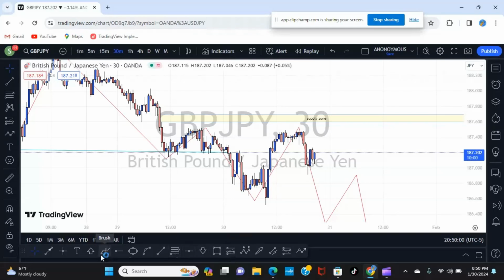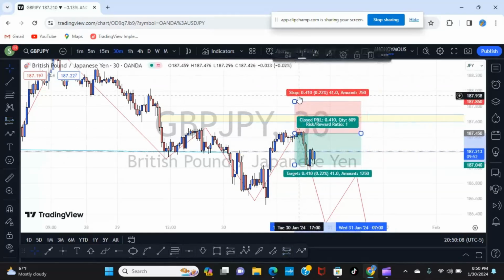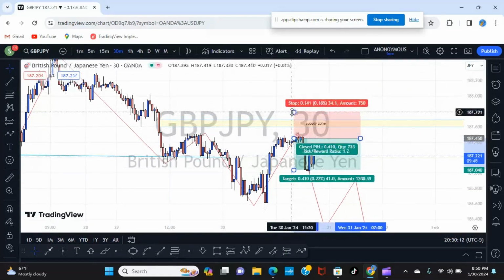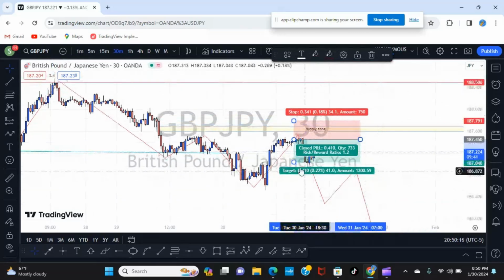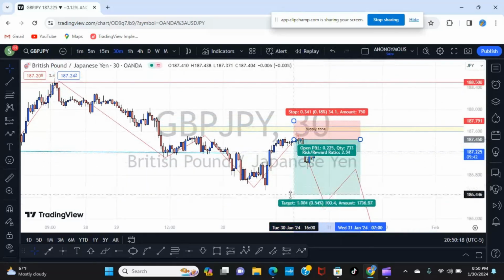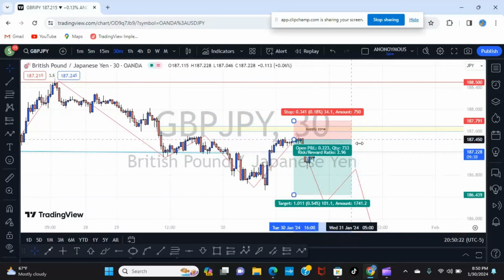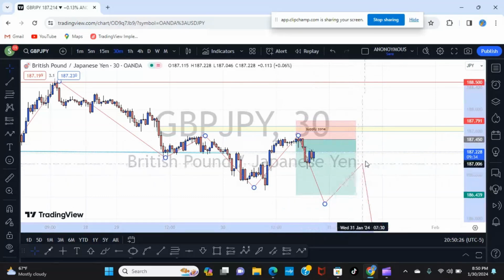Ready. And make sure our stop is above this imbalance. Our target right here. Our first TP is gonna be right here. And also we're gonna wait for the next entry right here again.